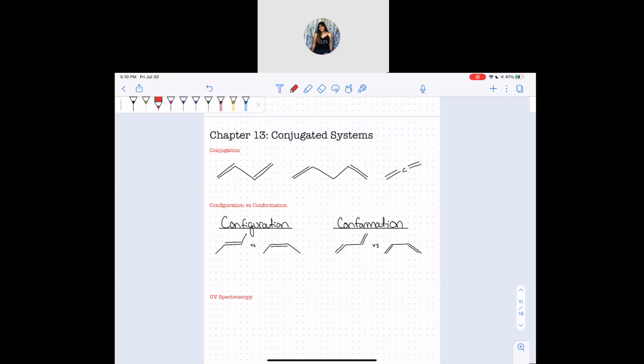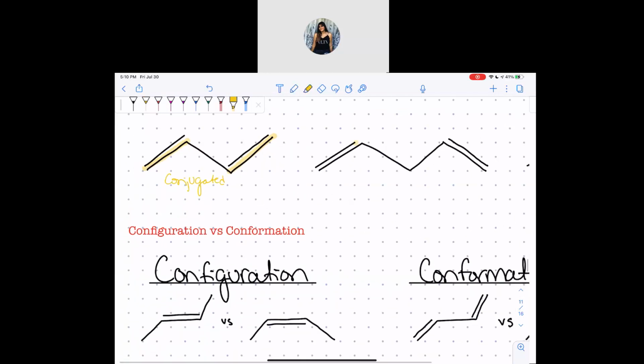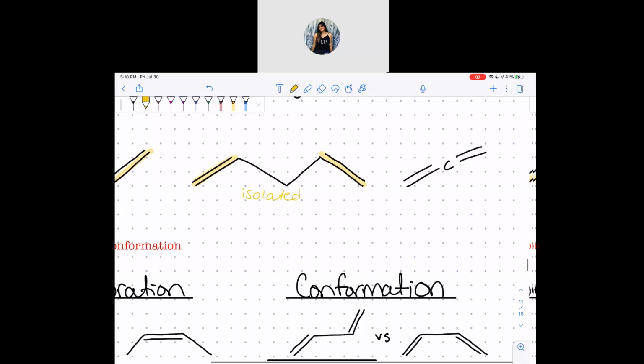So first we're going to talk about conjugation. As we know, conjugation is when we have two double bonds separated by a single bond. So this is conjugated. When we have two double bonds that are separated by more than one single bond, we call this isolated. And when we have two double bonds on the same carbon, we're going to call that cumulated.